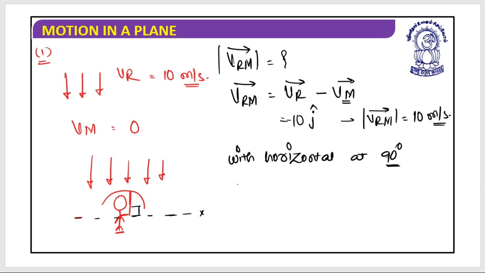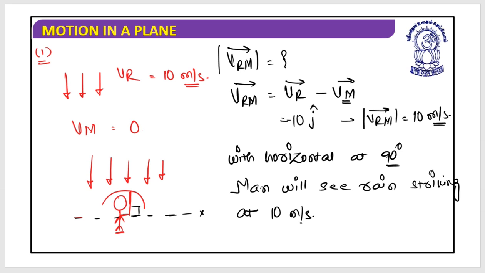So the man will see rain striking at 10 meter per second. Yes, that was the situation. Is it clear? Yes. So shall we move to the next?